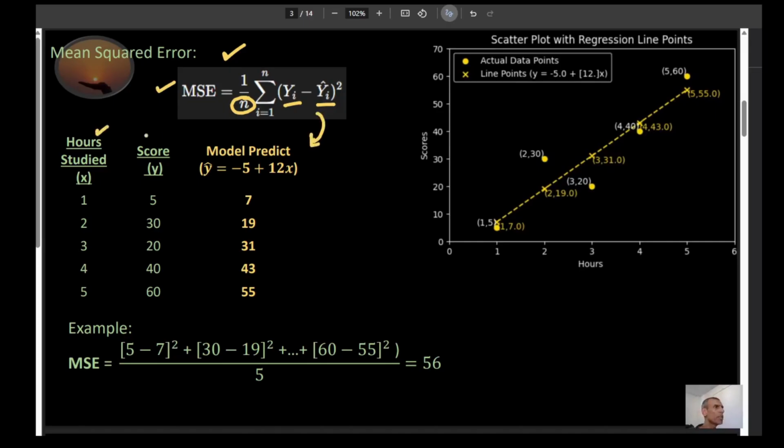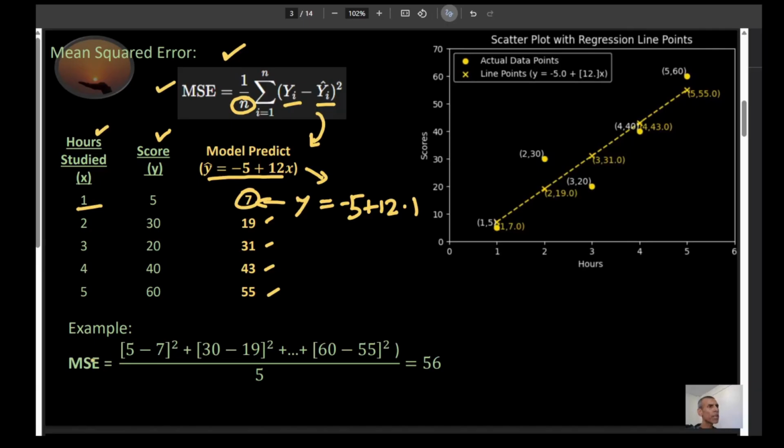This is my hours studied, this is the score the student obtained, and let's say my model makes a prediction. This is the equation it comes out with. Based on this equation, if the student studied for 1 hour, his y is going to be equal to minus 5 plus 12 times 1, based on this right here, and the answer will come out to be 7. Likewise, 19, 31, 43, 55 for each one of these hours studied.